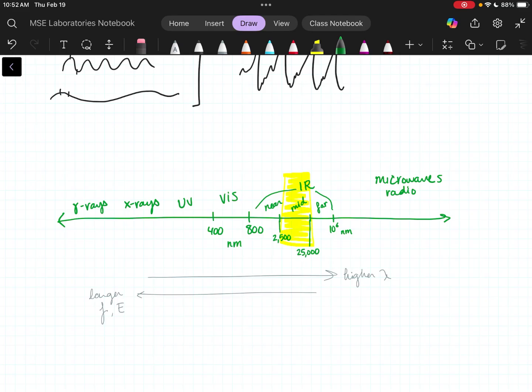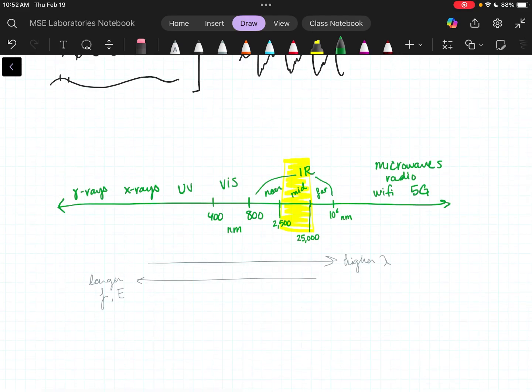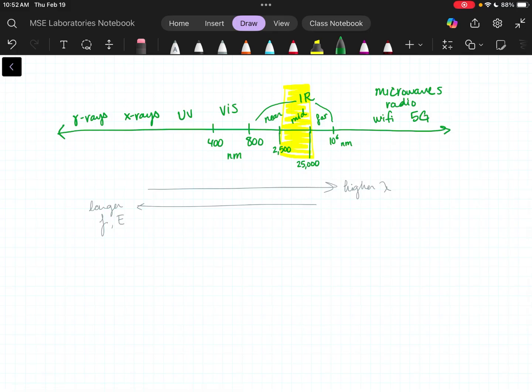This is our FTIR region. I'm not going to write that because I don't want to write in yellow. That sounds terrible. Above that, we get microwaves, radio waves, Wi-Fi, 5G, which everyone's scared of, but we've been living with radio waves forever, and so far I think we're fine. Anyway, all of those are much larger than IR. So we are working in the mid IR range here.